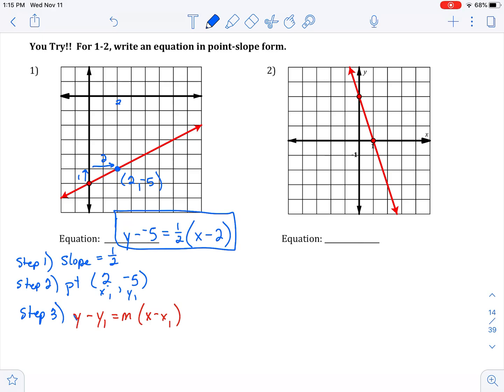One more problem to go here. Step 1. Find the slope. Again, we're going to be able to count the slope on the graph. Here we are going down 1, 2, 3. So we're going down being -3 and to the right 1. If I pick a point that is not the y-intercept, my point in this problem here would be right here at 1, 0.